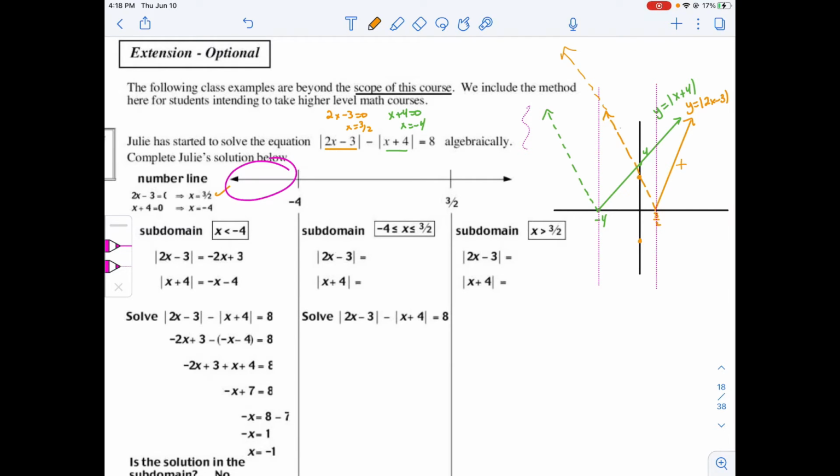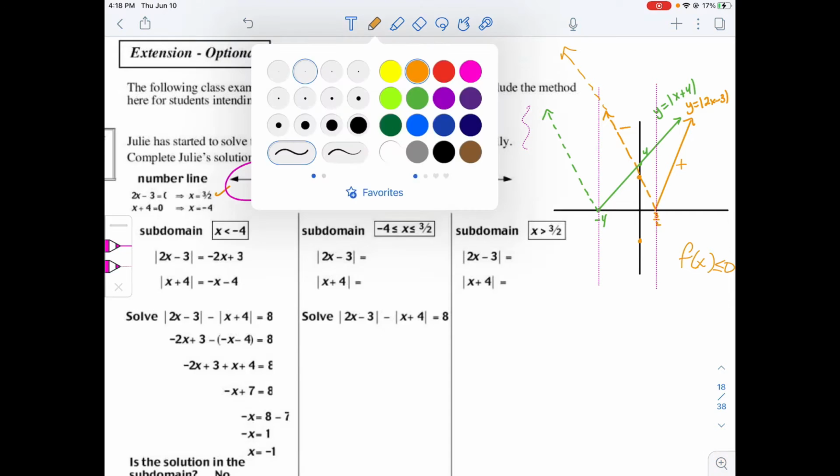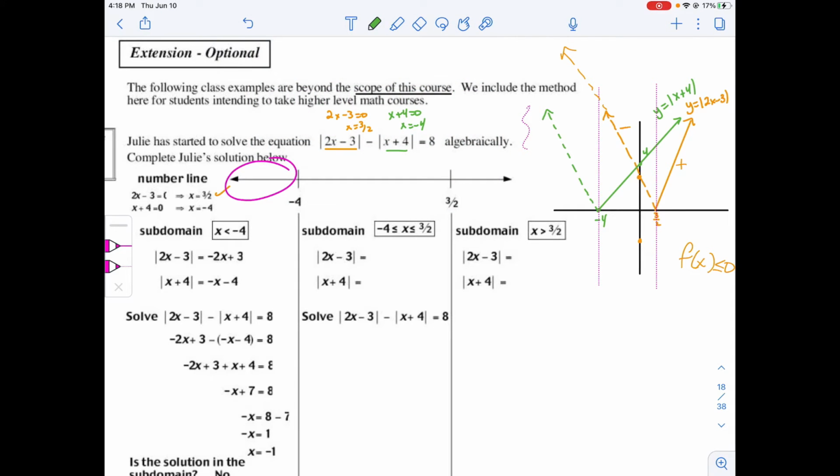The reflection, this was the negative case, wasn't it? Right? Because for f of x, the graph was negative down here, below the x-axis, so the reflection is now the negative of the negative. Okay? And same thing with the green. This was the positive, and this is the negative.